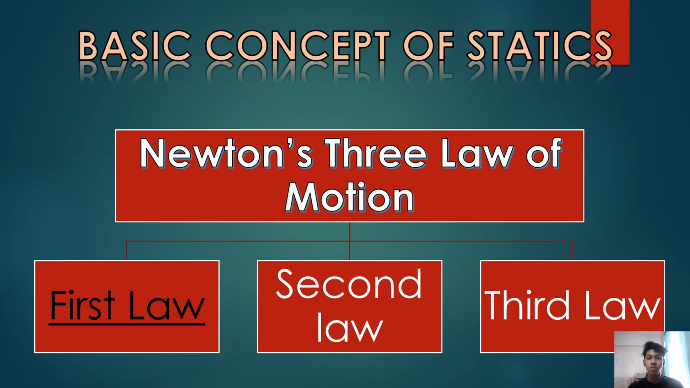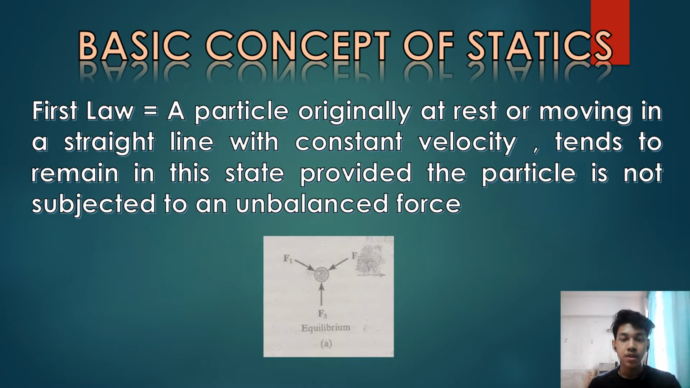Next, we are going to talk about Newton's three laws of motion. We have the first law, second law, and the third law. We begin with the first law. The first law states that a particle originally at rest or moving in a straight line with constant velocity tends to remain in this state provided the particle is not subjected to an unbalanced force. Right here we can see a diagram that explains the first law.